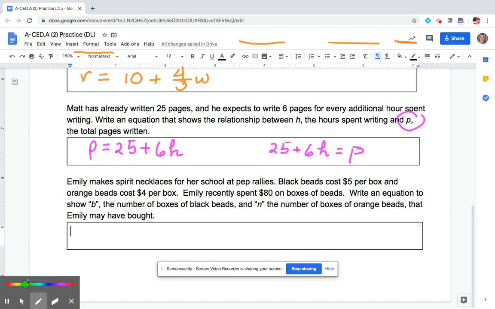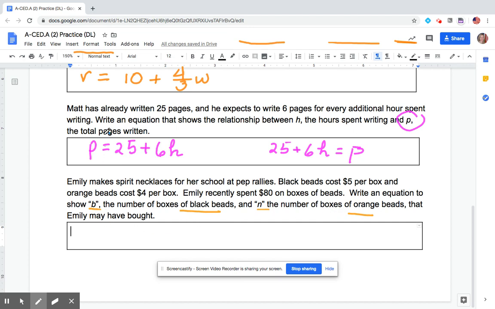Now we have a problem about Emily, who's making spirit necklaces for her school. And we find that black beads cost $5 a box, orange beads cost $4 a box. All right, so Emily recently spent $80 on boxes of beads. Write an equation to show B is the number of black beads and N is the number of orange beads.